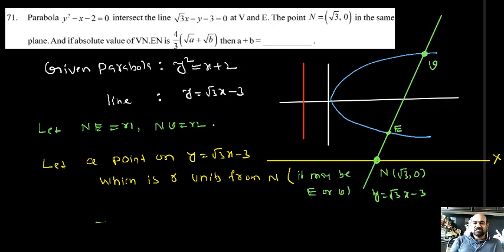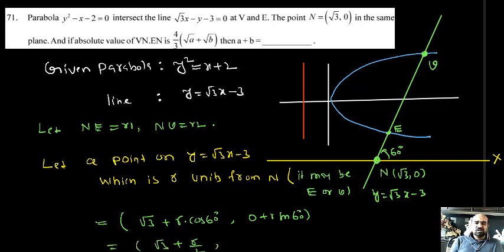So parametrically, I can say root 3 plus r cos theta. What is the inclination of y equal to root 3 x minus 3? The slope is root 3, so obviously the inclination is 60 degrees. So I can say r cos 60 degrees, comma 0 plus r sin 60 degrees. That means root 3 plus r by 2, comma root 3 by 2 r. So this may be either E or V. Both points are on the parabola.